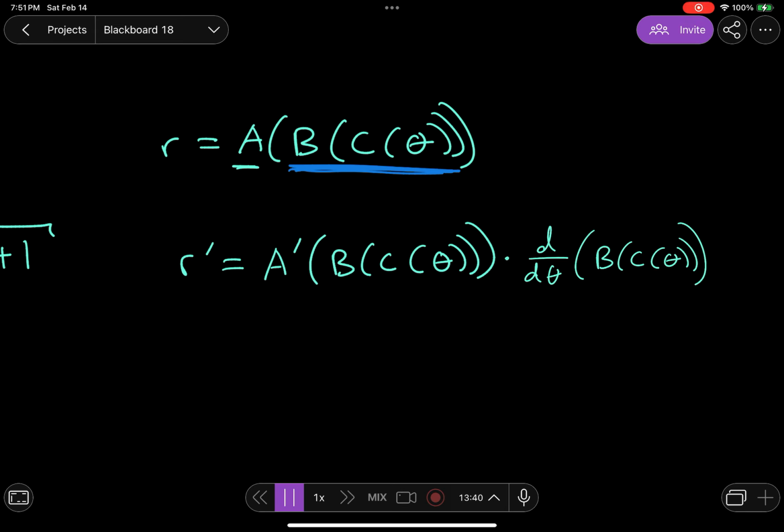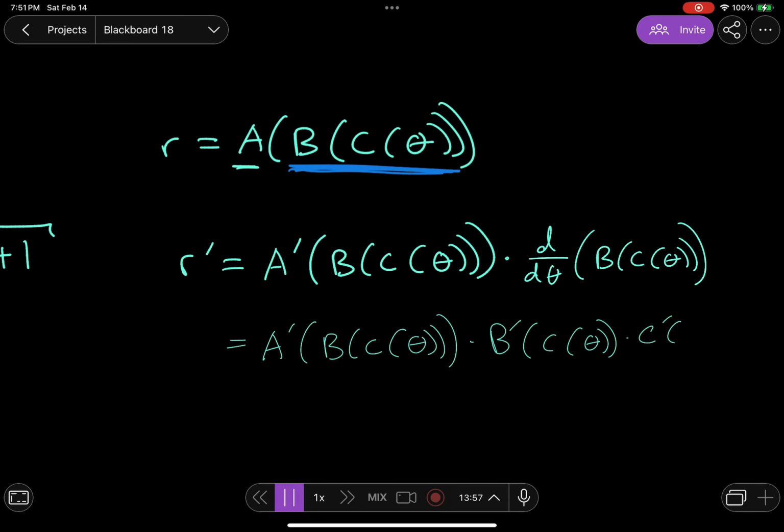But how do I do that? That's the chain rule again. So what I have is a prime of b of c of theta times b prime of c of theta, again, chain rule here, times, last but not least, c prime of theta.